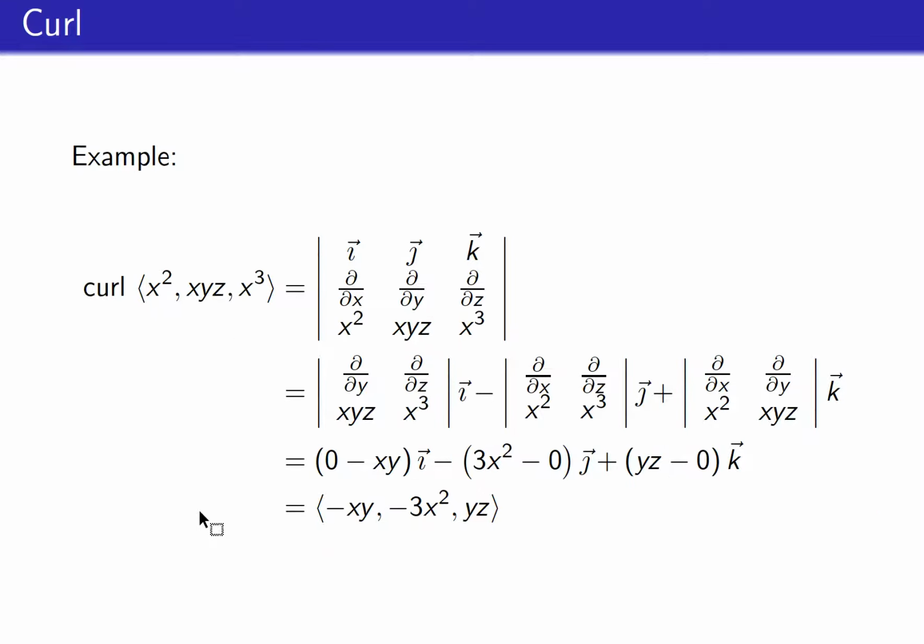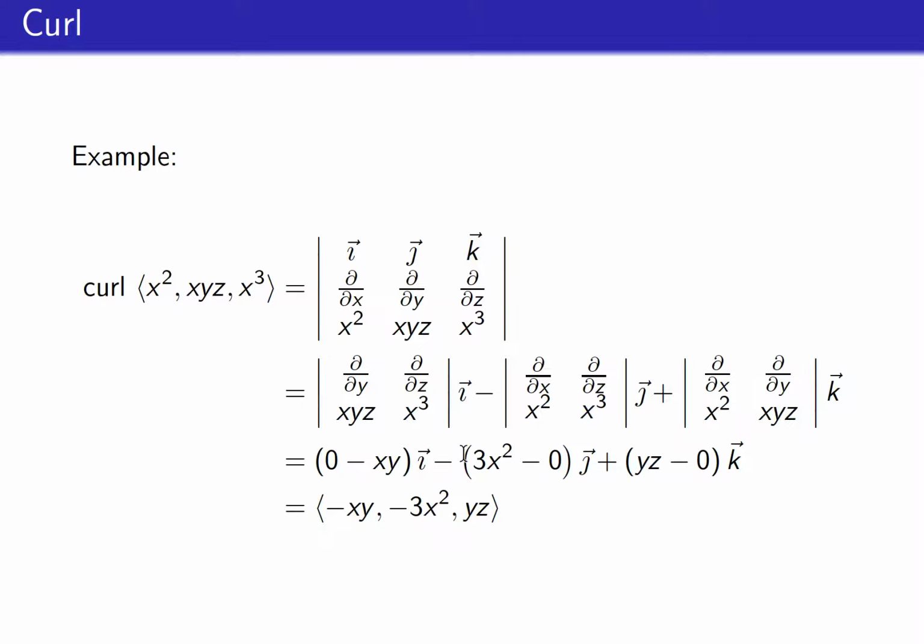All right, so let's try it. Curl of this thing, okay, we just put ijk, partial derivatives with respect to x, y, and z here, and x squared, xyz, and x cubed here, and break it up into these pieces, this times i minus this times j plus this times k. Partial derivative of this x cubed with respect to y, that's 0. Partial derivative with respect to z of xyz is xy, and you subtract.